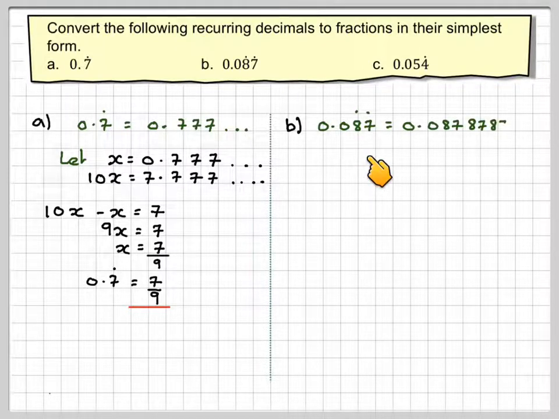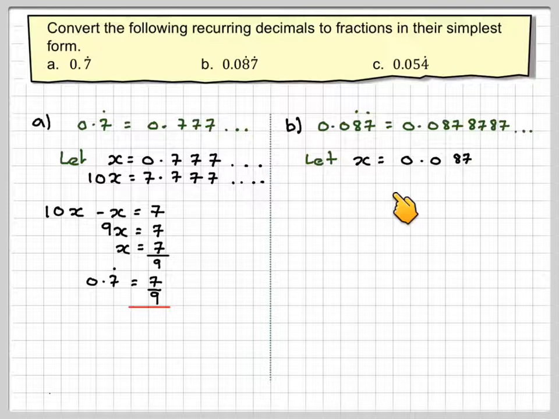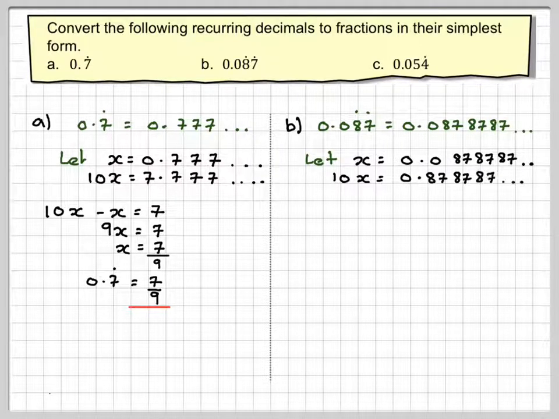B, 0.087 recurring is 0.0878787 forevermore. So again, what we need to do is line it up. So let x be equal to 0.0878787. 10x, if we multiply by 10, will make it become 0.878787. But then if we multiply by 1000, 1000x, that means 1, 2, 3 zeros. Make sure you go back to x, not the previous line. That will become 87.878787.